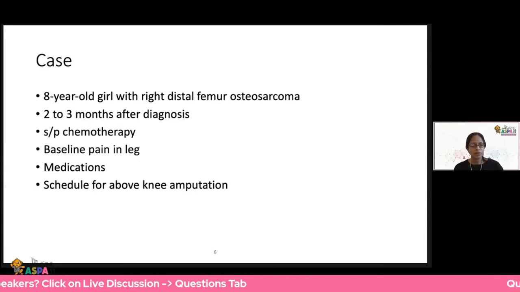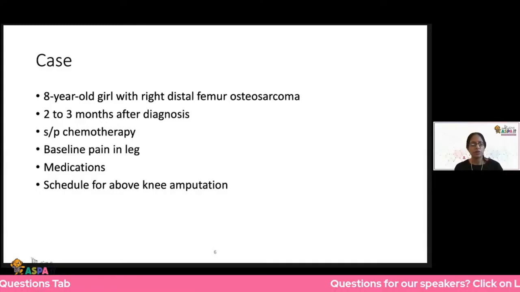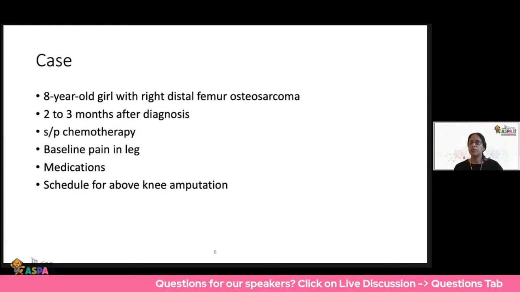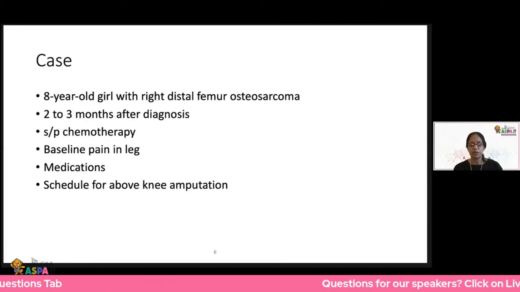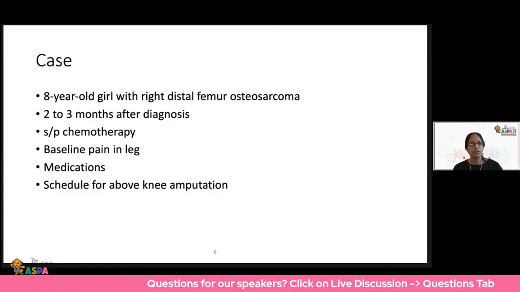But she is scheduled for an above-knee amputation, and this is a surgery for local tumor control. We should think about some of the goals of care for this patient. I know that the care team would like her to recover as quickly as possible so that she can move on with her treatment and put the patient in the best position for a quick rehabilitation.